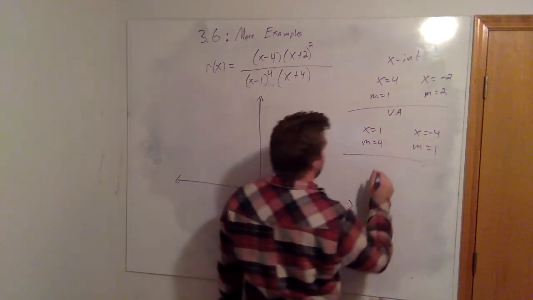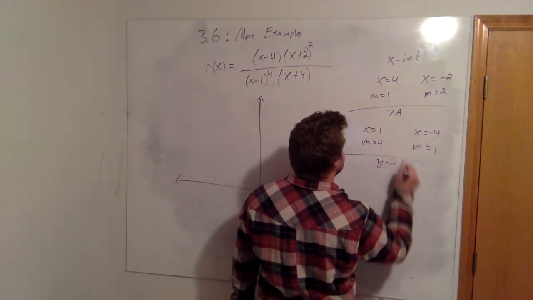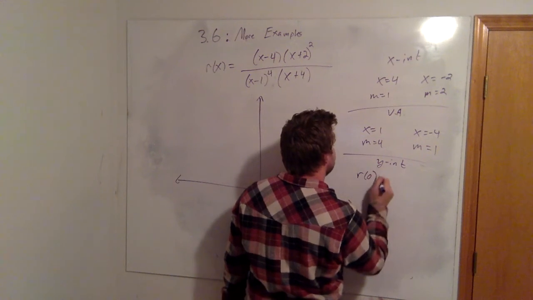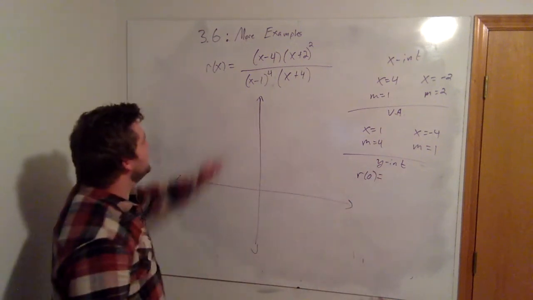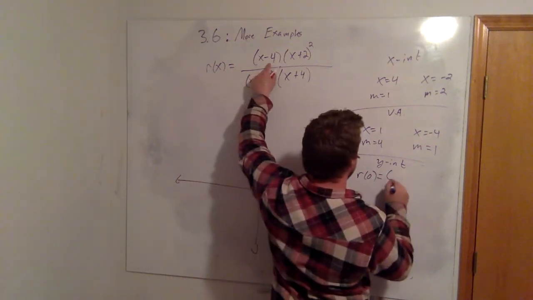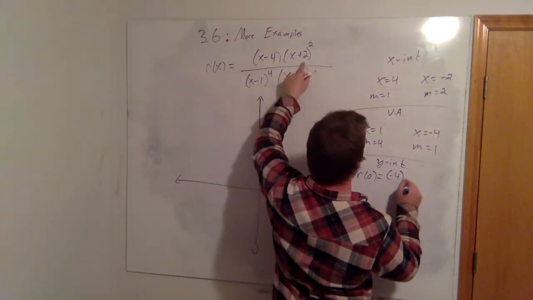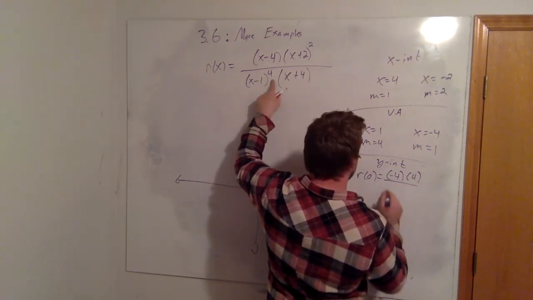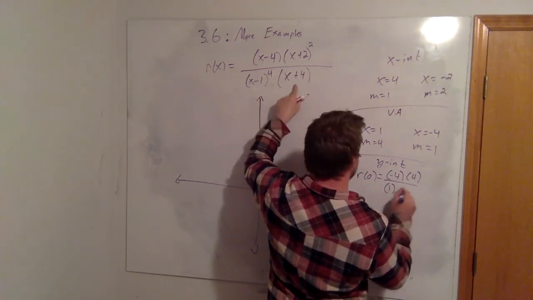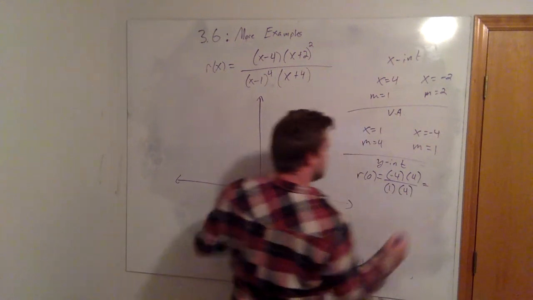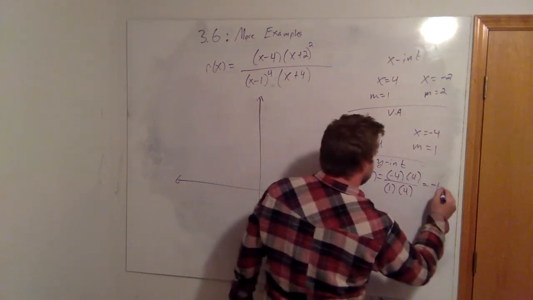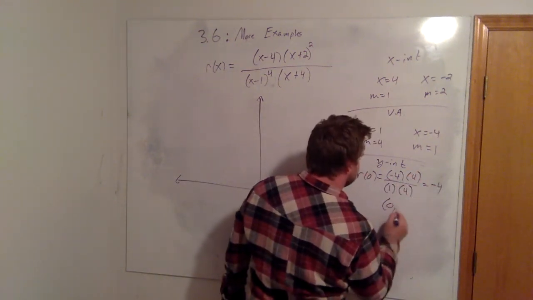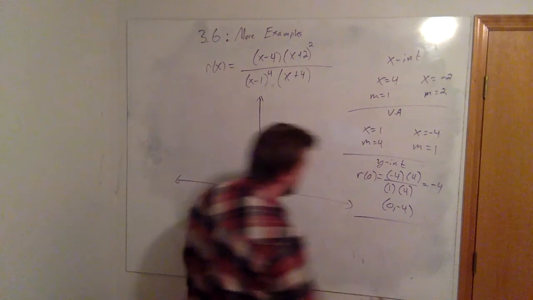Okay, let's look at our y-intercept. So we need to evaluate our function at 0. If I plug in 0, what am I going to get? I'm going to get a -4 times 2 squared. I'm going to get another 4. Then I'm going to get a -1 to the 4th, so that's a +1 times another 4. So it looks like the 4's cancel, and I'm left with -4. So I have a y-intercept at 0 and -4.